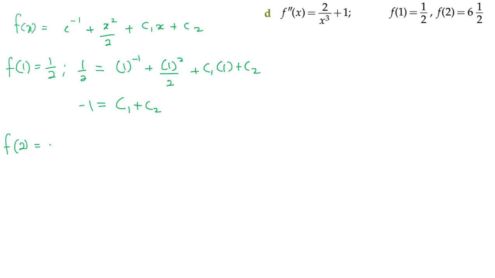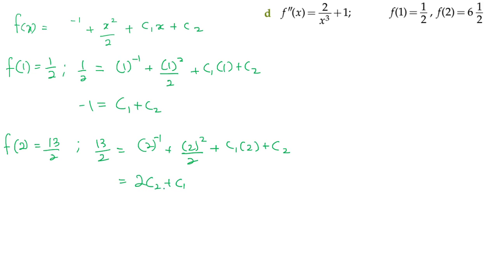F2 equal to 6 1 over 2. 6 1 over 2 is 13 over 2. So therefore 13 over 2 equal to 2 power negative 1, plus 2 squared over 2, plus C1 times 2, plus C2. So nanti you dapat sini ialah 2C1 plus C2 equal to 4. So let's say this is equation number 1. This is equation number 2.